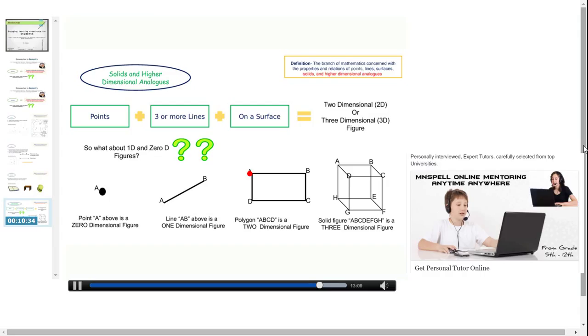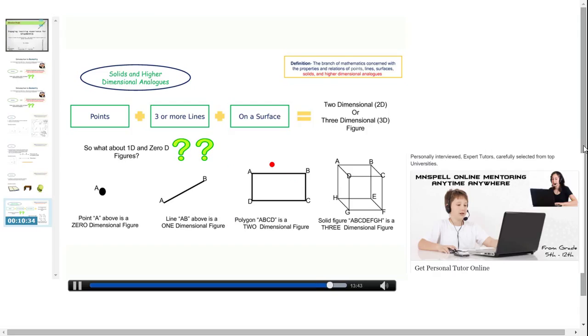So basically, figures can be two-dimensional or three-dimensional. Again, this is a polygon. A polygon is basically a two-dimensional figure. So this is the basics of geometry which I wanted to cover, which is basically just introducing what are points, what are lines, what is a surface, and an introduction to a polygon and the difference between a two-dimensional and a three-dimensional figure.